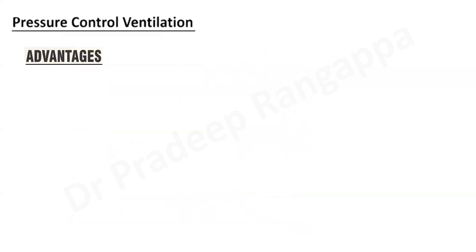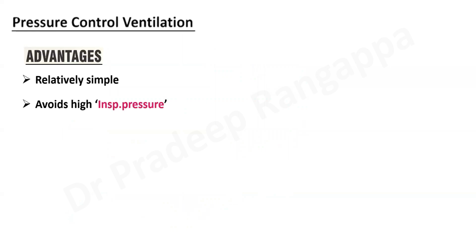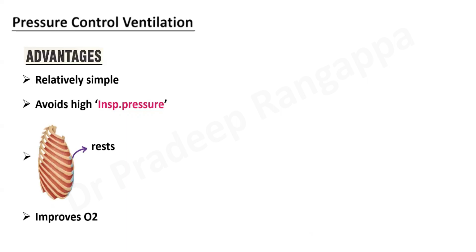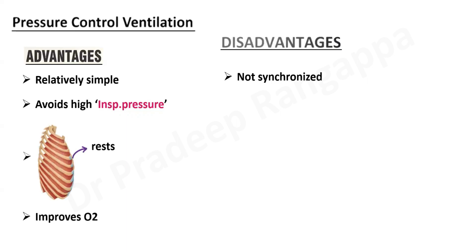So the advantages of pressure control is it's relatively simple and it avoids high inspiratory pressure because it's controlled. You have preset the pressure. So pressure is controlled, but volume becomes dependent. And like in volume control, it rests the respiratory muscle and it improves oxygenation.